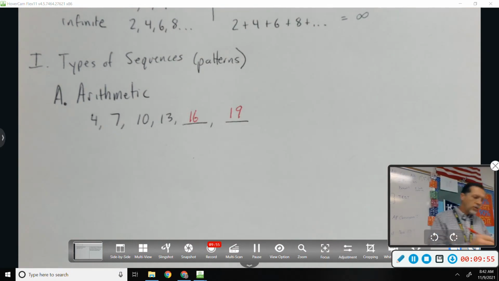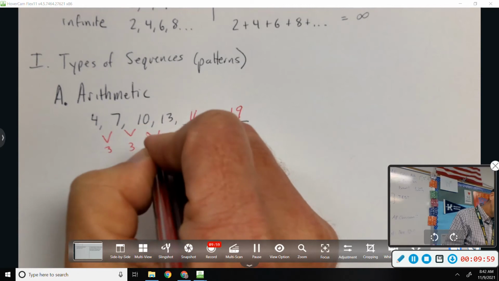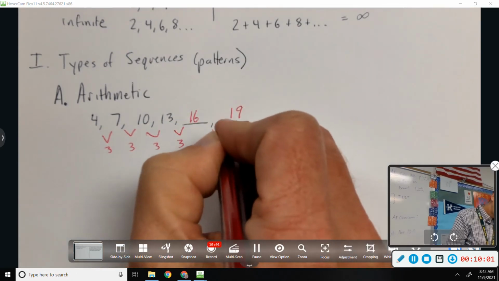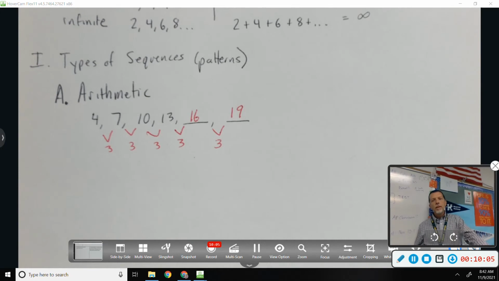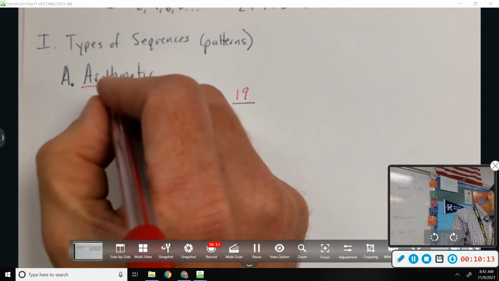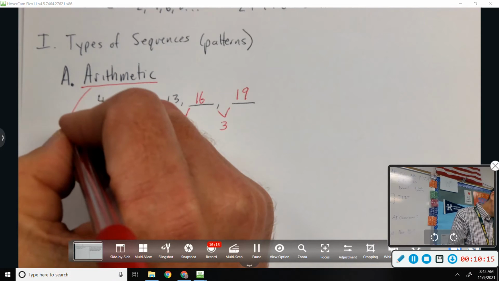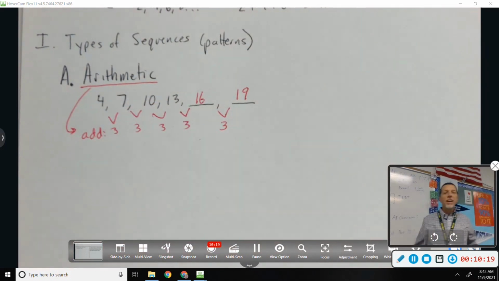And a few of you, I even heard someone say, well, you just added 3 each time. Like, what is the big deal here? Well, then what if it's different than this? It's going to get a little more complicated, but not really today. Arithmetic means you're going to add something each time. Add the same thing each time to get to the next term.